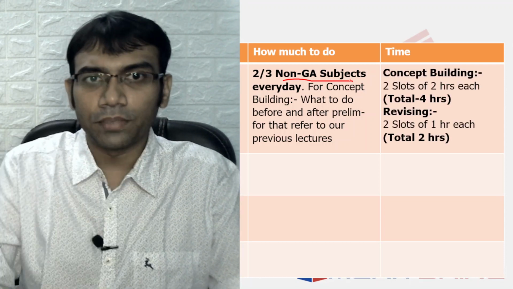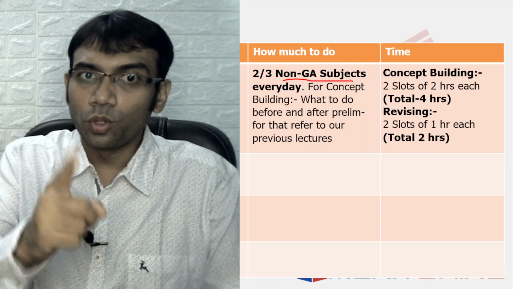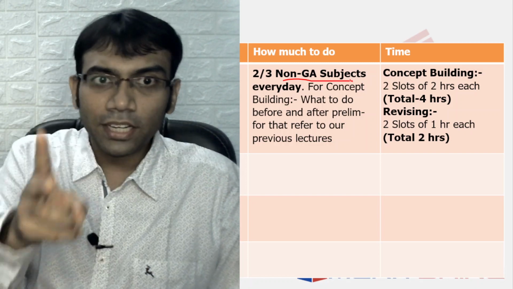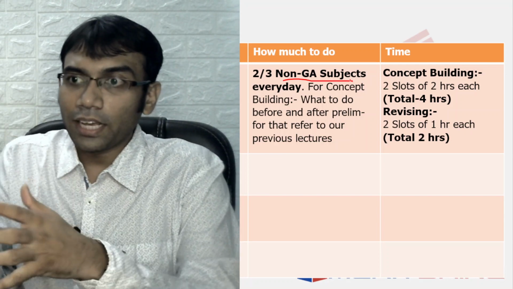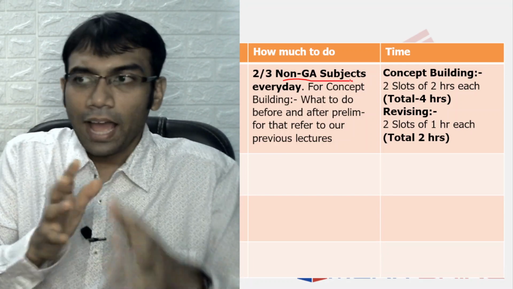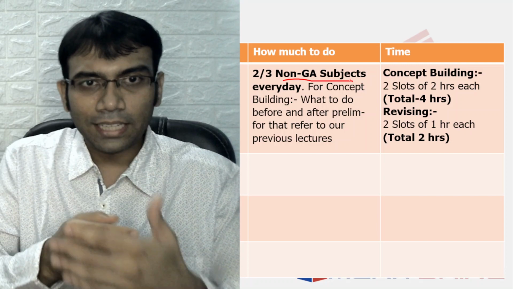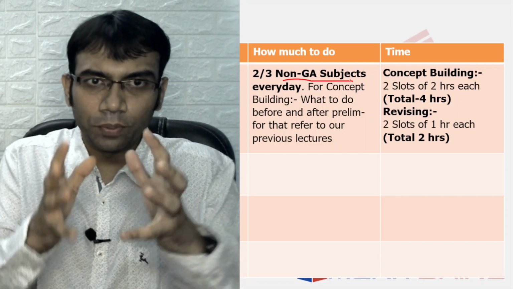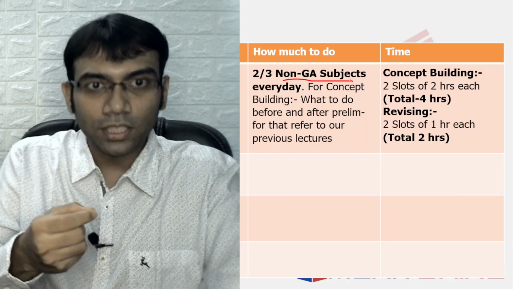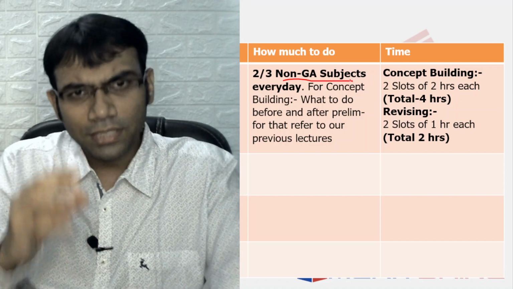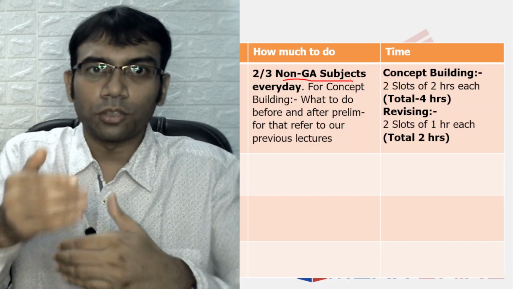So what would be the time required? For concept building, 2 slots of 2 hours each would be required. Now we are taking 2 out of 3 non-GA subjects, right? So obviously 2 slots would be required, each of 2 hours. In those 2 hours, if you are doing it from a lecture, you would attend the lecture, do the questions, and that would be the task for those 2 hours. If you are doing it from books, you will understand the concept, do the sums related to the concept, the solved examples, and some questions. That would be the concept building phase.